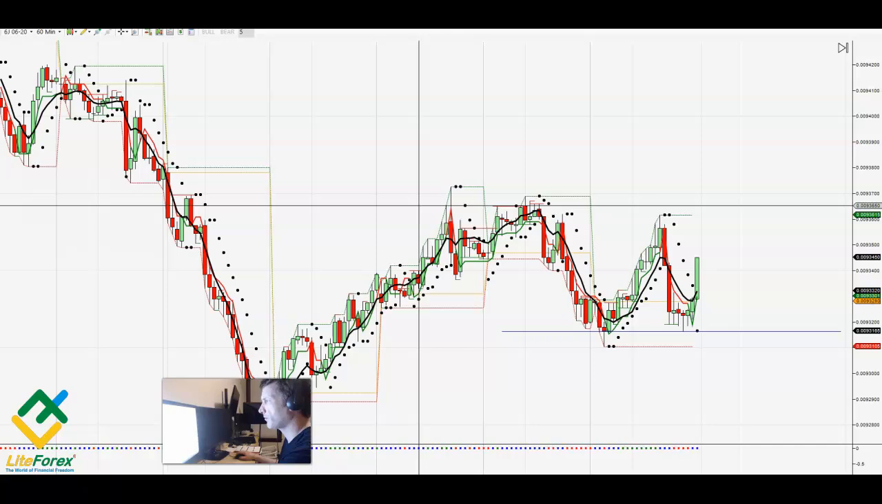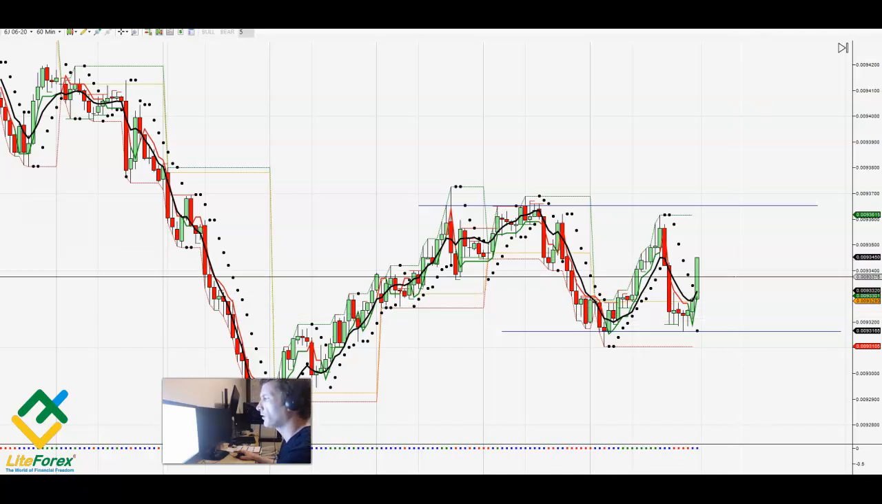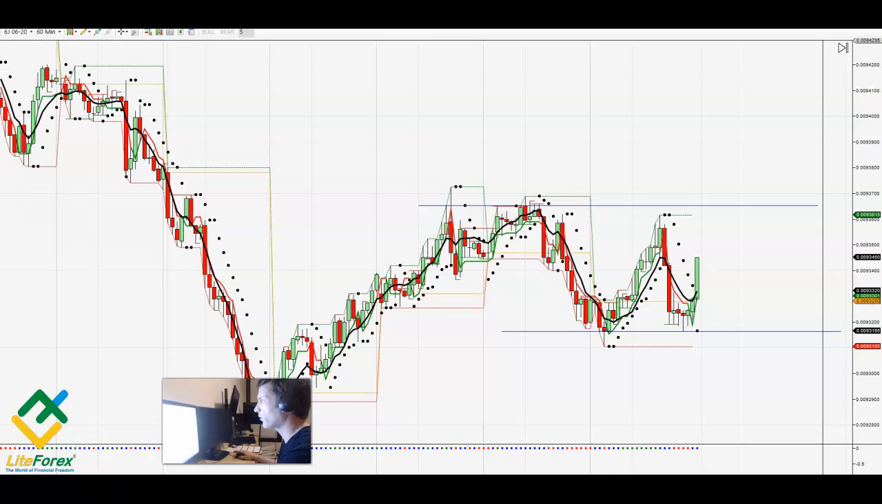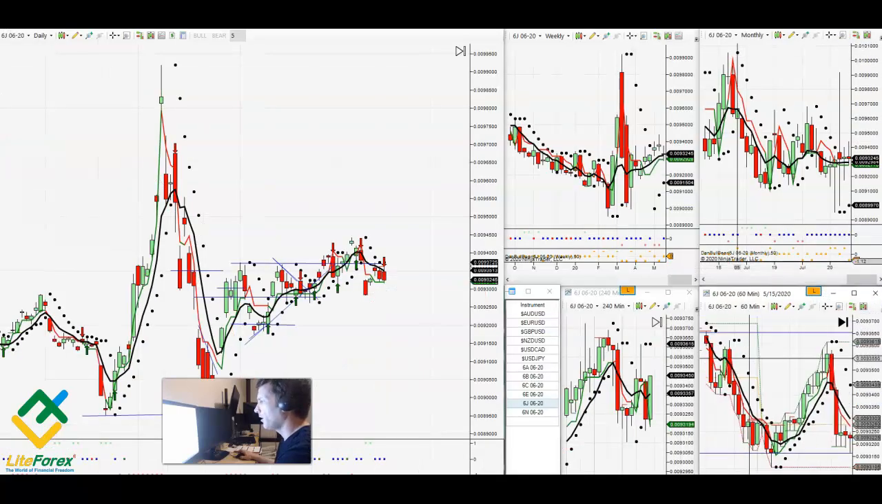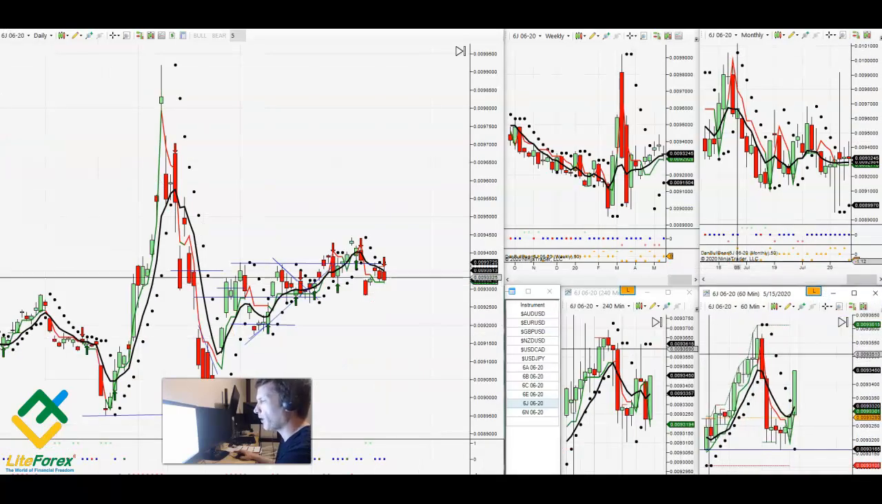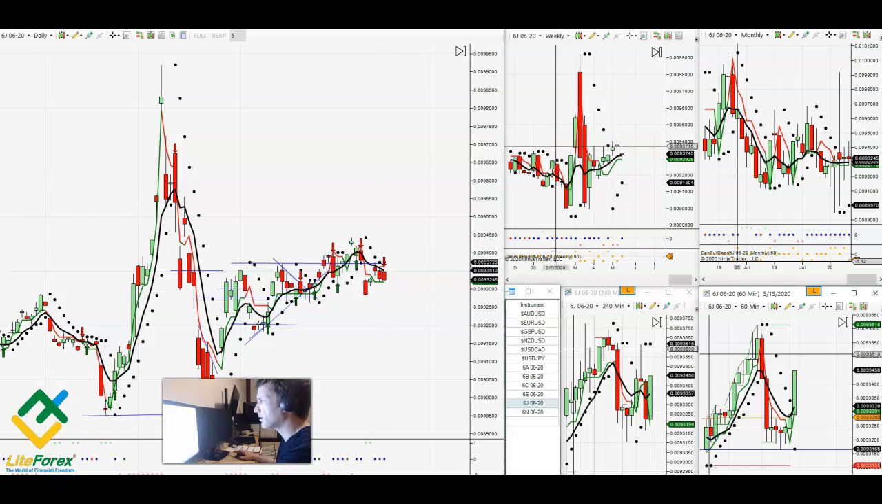So we got this resistance level up here around 0.093655, starting to break out. So this one just needs to be watched, the price action. So we'll wait and see on that one. Clearly the daily is looking bearish.